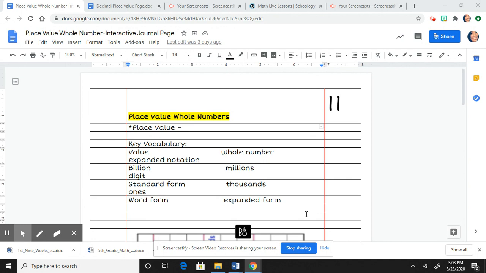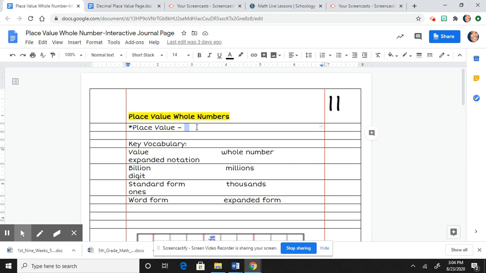Today's lesson is going to be on place value of whole numbers and also place value with decimals. Last week, you received this page. You also received an anchor chart in Schoology. Today is going to be a quick review of place value of whole numbers, and we'll move into decimals.